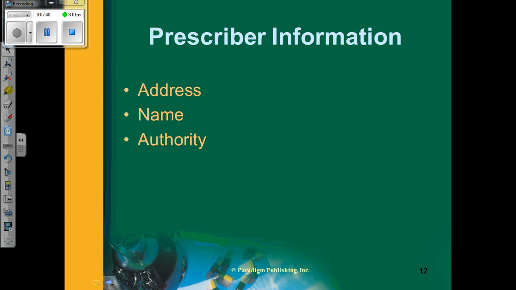Prescriber information that is needed on prescriptions is going to be the address, of course, of the prescriber or doctor, name, first and last name, and authority. So is he a medical doctor? Is he a doctor of osteopathy? Is it a nurse practitioner? You need to know the authority of the person.